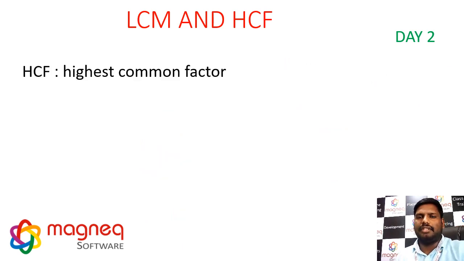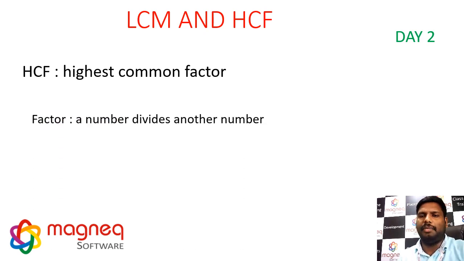Next, HCF, highest common factor. So factor means a number divides another number. For example, 12 is divisible by 6, means 6 is a factor of 12. And 12 is divisible by 2, means 2 is a factor of 12. And 12 is divisible by 3, and 12 is divisible by 4. 3 and 4 are factors of 12.